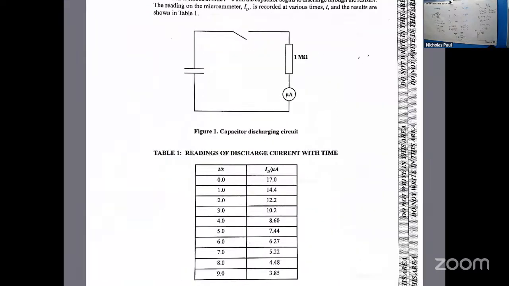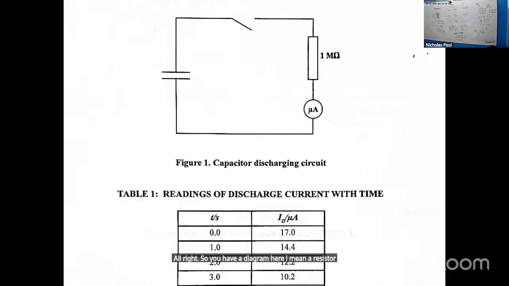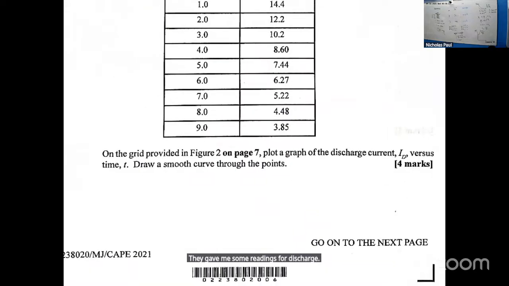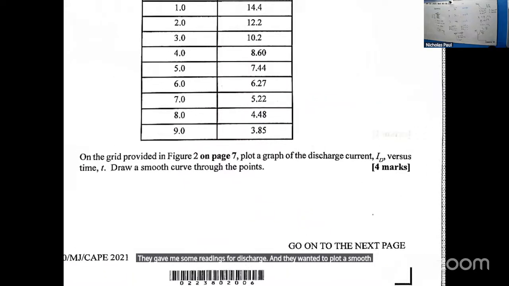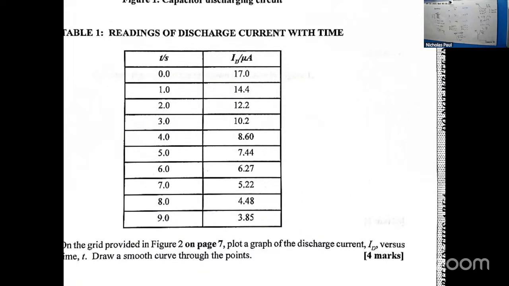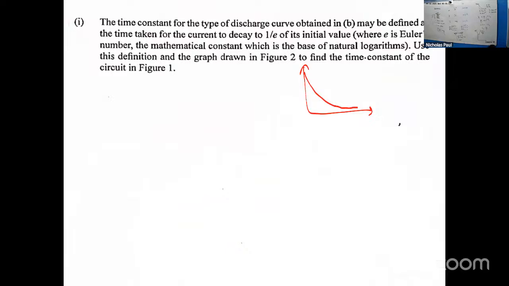All right. So you have a diagram here, a resistor, a micrometer, and a capacitor. They gave you some readings for discharge, and they wanted to plot a smooth curve here. What would the curve be shaped like? Remember we just did it. Is this charging or discharging? So it will be shaped like that, right? Nice smooth curve. Next part. Everybody okay with that?